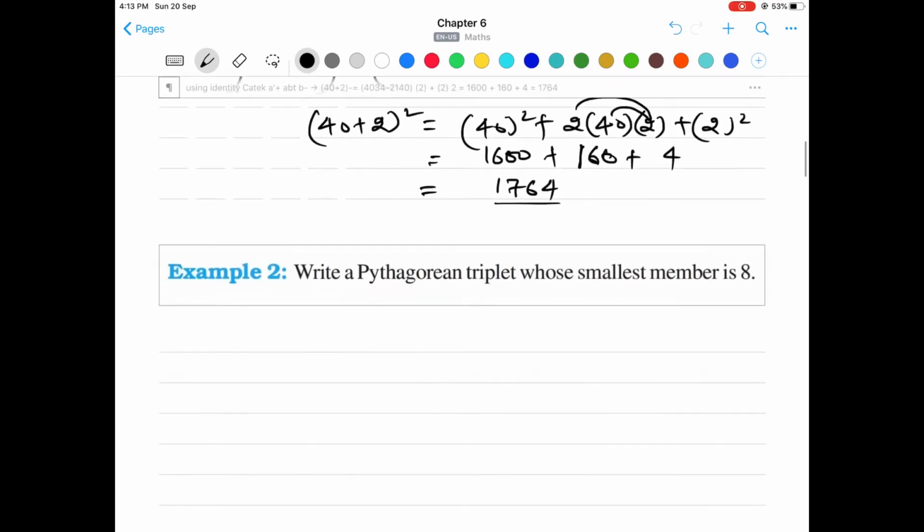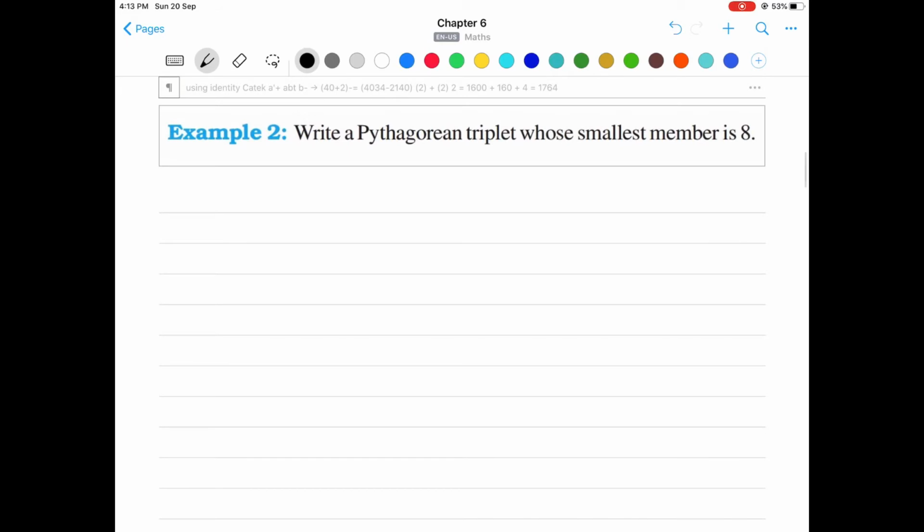So the next question is, write a Pythagorean triplet whose smallest number is 8. We are given that the smallest number is 8, so we have to find the Pythagorean triplet. Let's write the solution. First we are going to write what a Pythagorean triplet is.